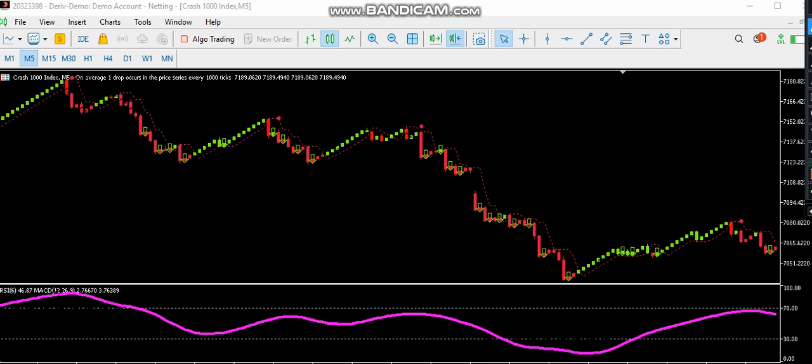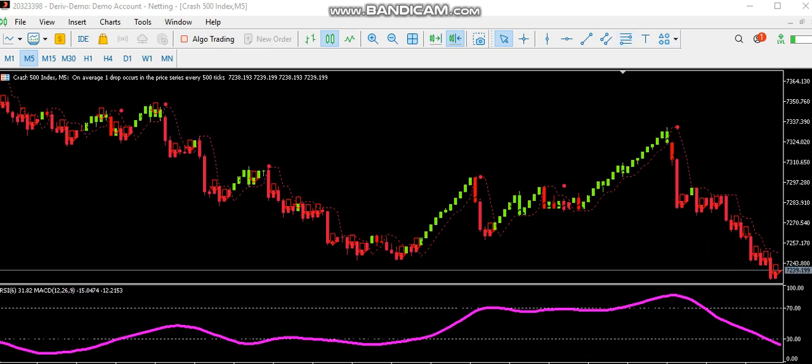Best on Crash. This is Crash 1000. Okay, let me move further. This is Crash 500. Okay, so another way you can use in getting the signal to know when to get ready is this trend line.